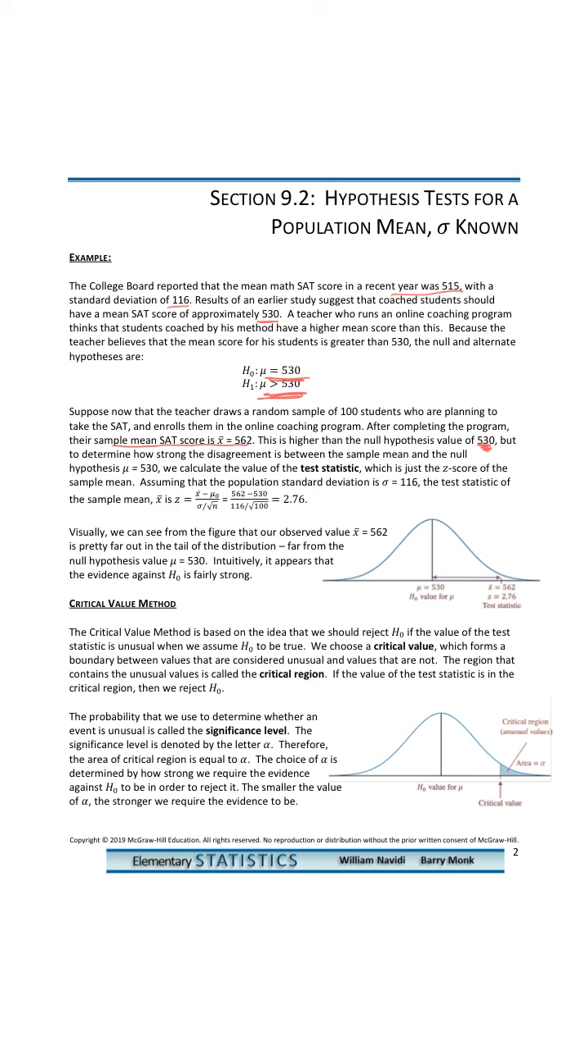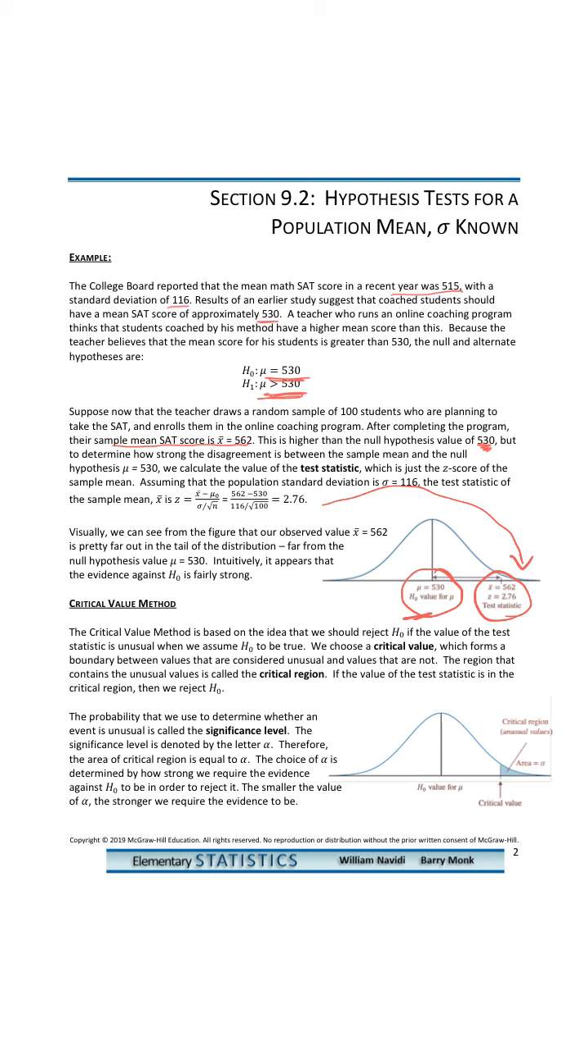We must now determine how strong the disagreement is between the sample mean and the null hypothesis. We do this by calculating the value of the test statistic. The test statistic is the z-score of the sample mean. So first calculate the z-score. The mean is here with the null hypothesis. The z-score is 2.76, or this is the test statistic.